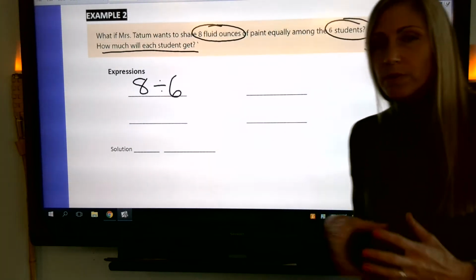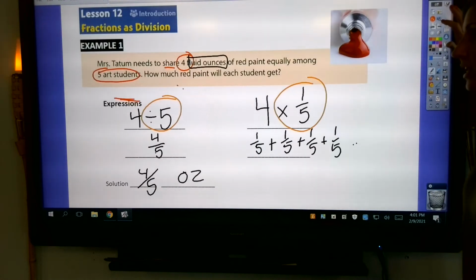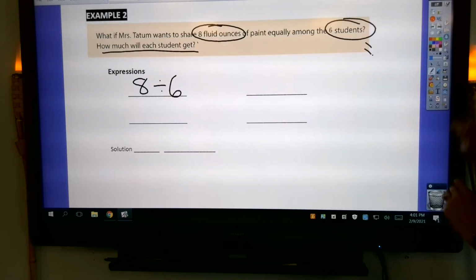Challenge yourself here. What would be the other expressions, do you think? How would you write those? Going back to what we just did here in the first example, what are all the different ways that we could write this, do you think?